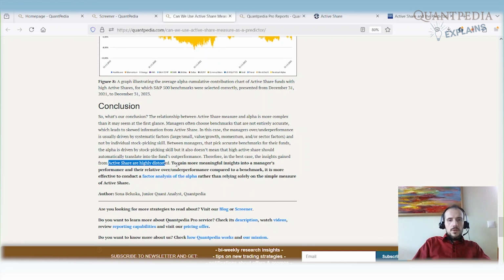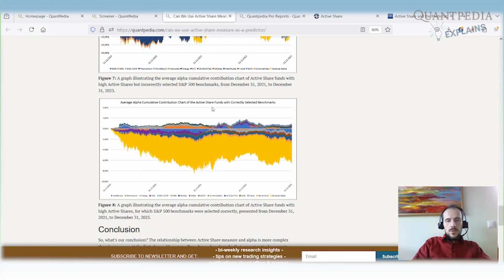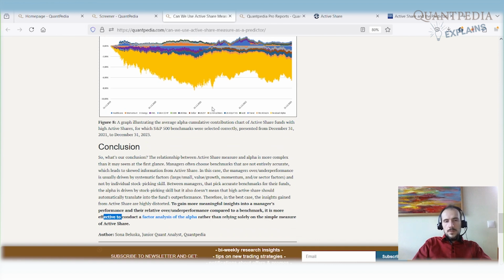To really gain more meaningful insights into the manager's performance, and why they have outperformance or underperformance compared to the benchmark, it is more effective to conduct a factor analysis of the alpha. This is what I showed you here. We need to dig deeper. We cannot use just the active share. We need to do the factor analysis of the alpha, and in this case we can identify the causes of the performance or underperformance. So we cannot rely solely on the simple measure of active share. That's the final conclusion of our analysis.